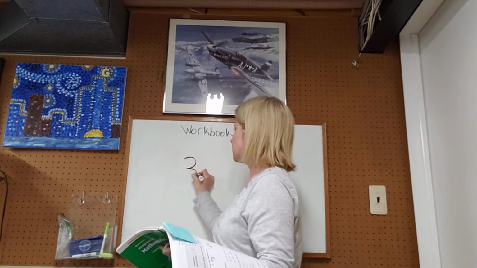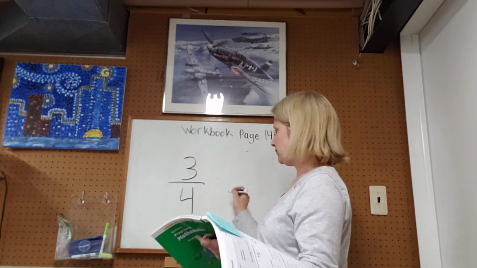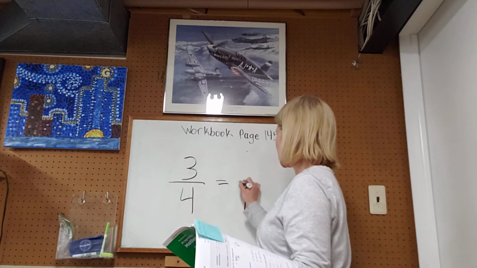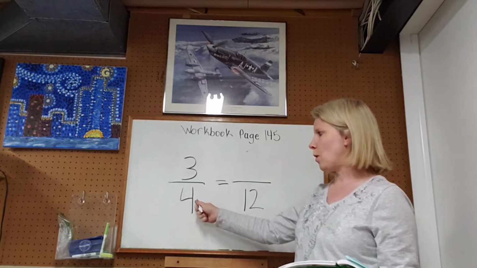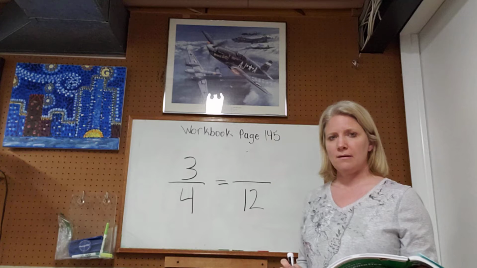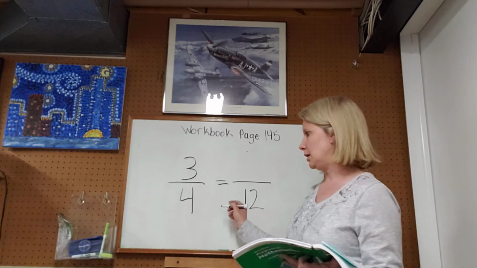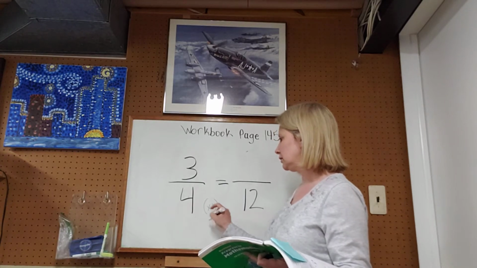Your fraction is 3 out of 4 parts. You want to figure out what the equivalent fraction was if you had 12 parts. So since you have 4 on the bottom, what times 4 is going to get you to 12? Times 3. So 4 times 3 equals 12.